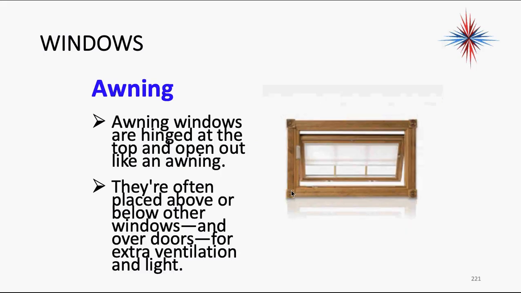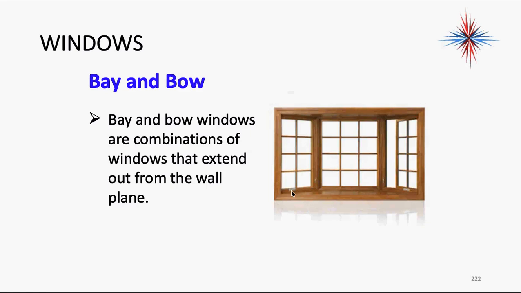Awning, it's hinged at the top and opens outward like an awning. A lot of times they're placed above or below windows and over doors for extra ventilation. They're hinged at the top and open outwards. That's an awning window. Bay and bow, bay window. A big area of window sort of curves out from the house. They have different heat loads because this area here has to be insulated, so it's very important to watch how these are built.